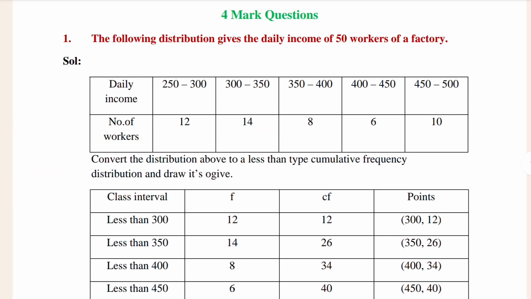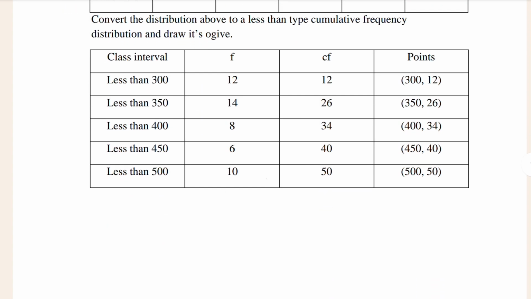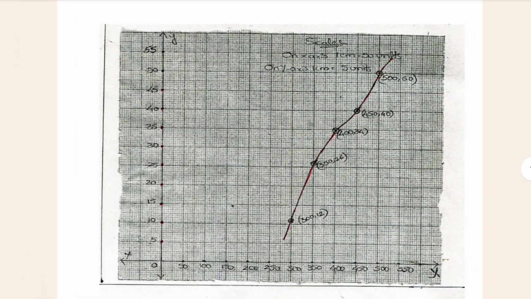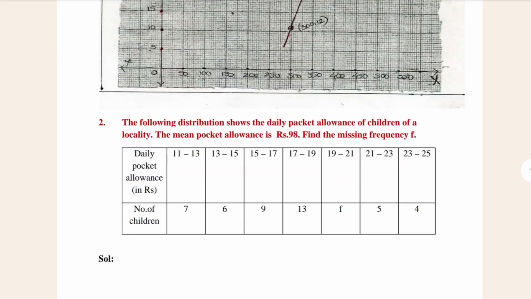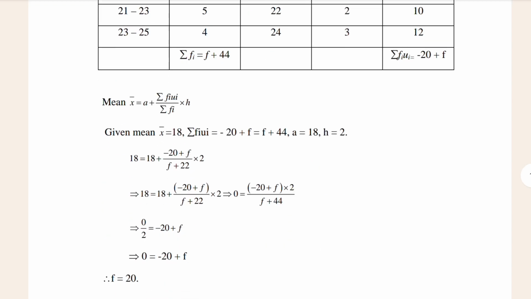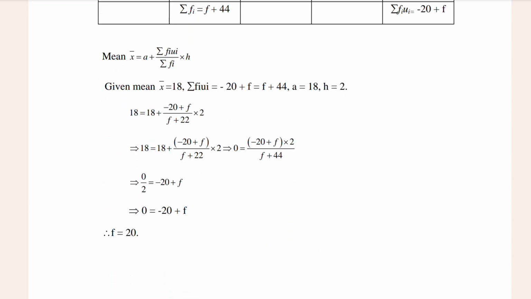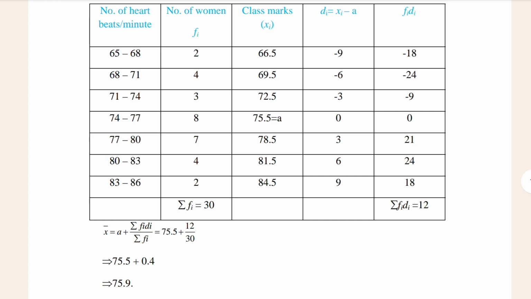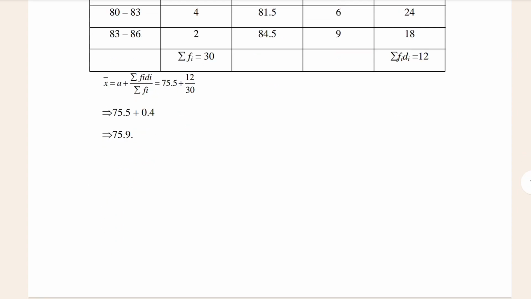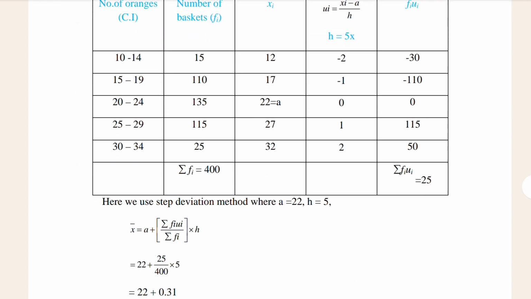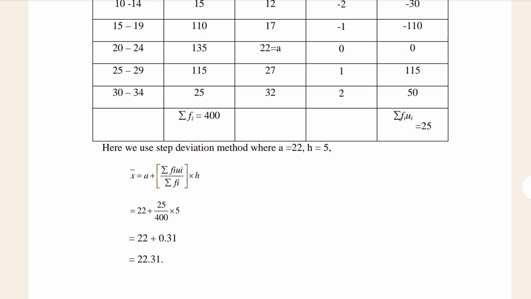Then see the 4 mark questions. The following distribution gives the daily incomes of 50 workers of a factory, and here it is. This is the graph of that one, so I already made this graph and pasted it here, so you can see that one. And here you can see that one. Then after that the third one you can see. Then fourth, in a retail market, fruit vendors and something is given, but by the way you have to see this one, so let's see this one here.